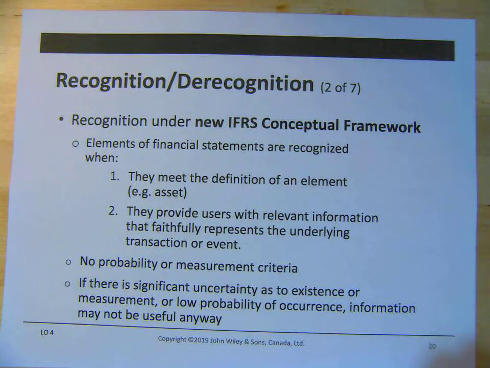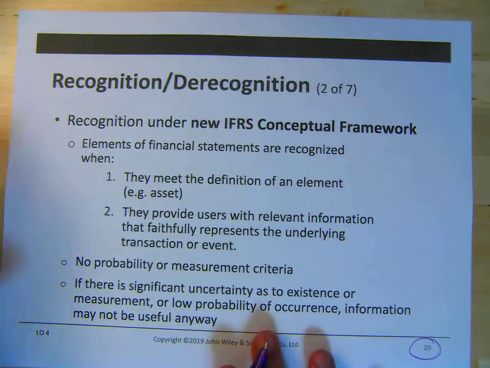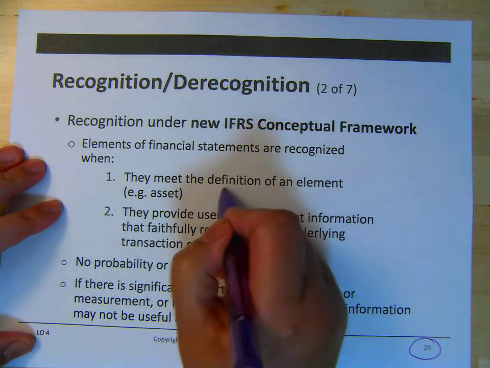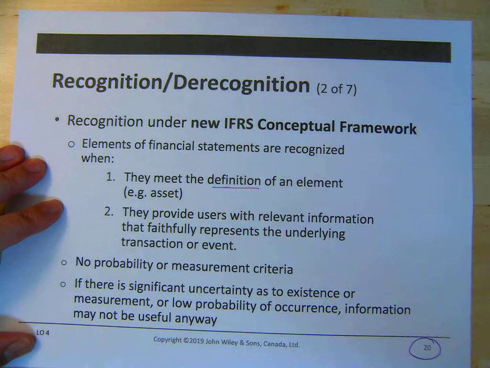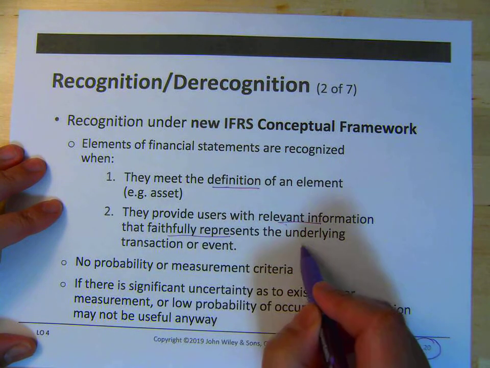We are back in chapter 2. We are on slide number 20. So recognition, derecognition. Financial statement elements are recognized when they meet the definition of an element. So you will have read through the definitions of the asset, liability, and so on. They give relevant information that faithfully represents the underlying transaction.